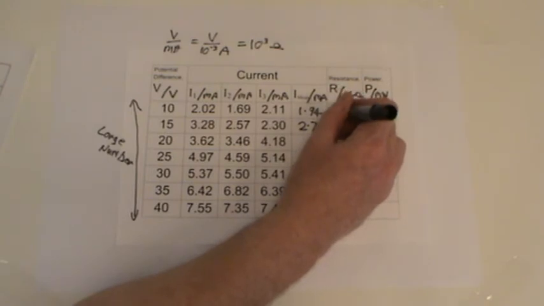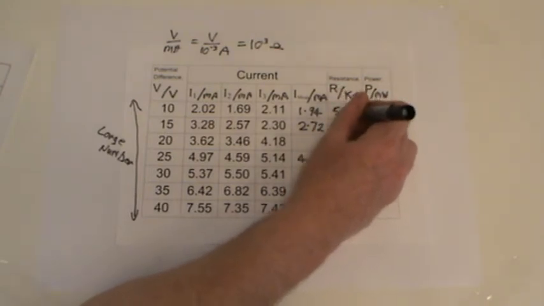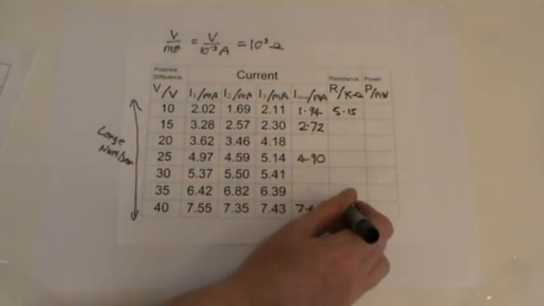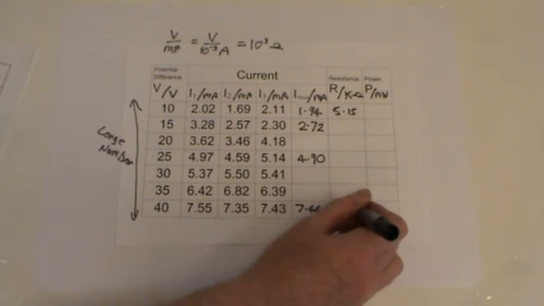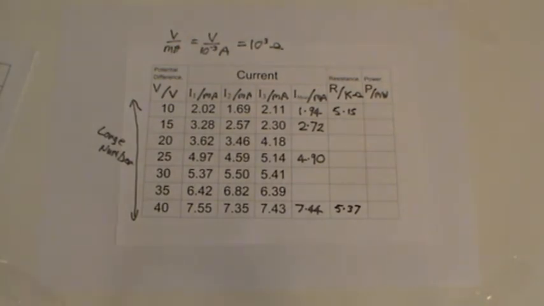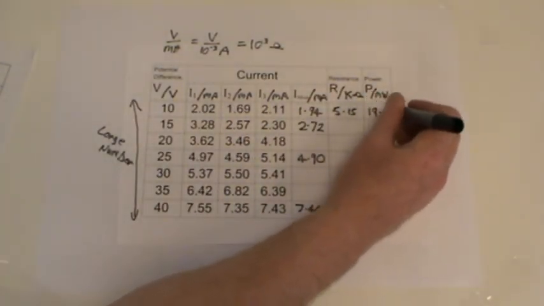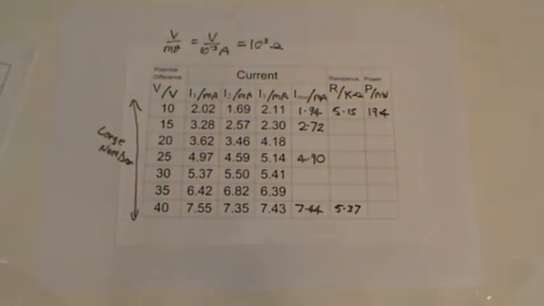So the answer that we would get here would be 5.15 kilo ohms. And all the way down here you should find that all these values are very similar. So the value of the resistance there is 5.37. This is because the apparatus that is being used is a single resistor. However, now we come on to the power calculations. When we look at the power calculations, do the top one, and writing it to 3 significant figures, we would say that the power here is 19.4 milliwatts.